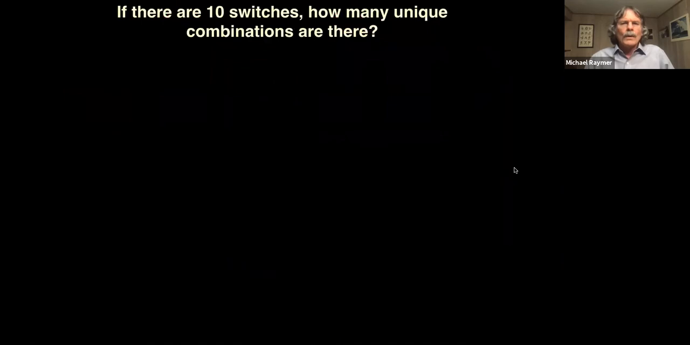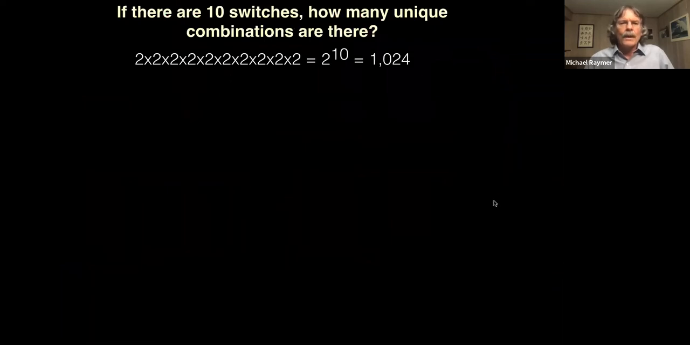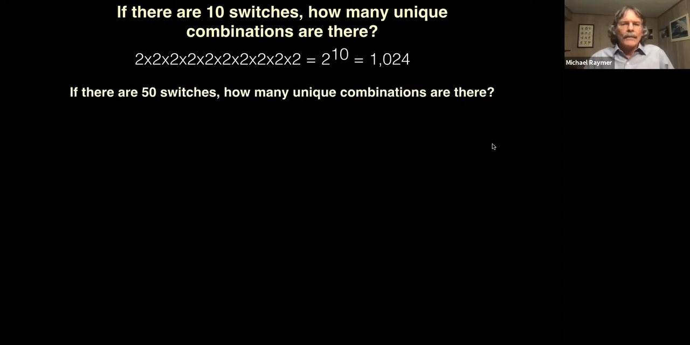Okay. So if there are 10 switches instead of two, how many unique combinations are there? Well, it's 2 to the 10, because each one has two possibilities. I just multiply those to get all the different combinations, which is about 1,000. If there are 50 switches, which is typical now for a quantum computer, within the next few years, we'll have quantum computers with 50 really good switches. We now have really good quantum computers with about 30 switches with a high quality. Other companies have quantum computers with hundreds of switches, but they're of low quality. So let's stay with the high quality ones.